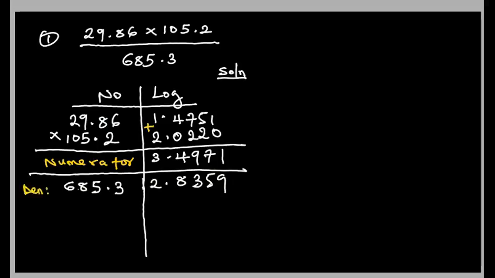Now don't forget, look at the question. They said let the numerator be divided by the denominator. So meaning that we need to do a subtraction here. Let's draw an extra column here.